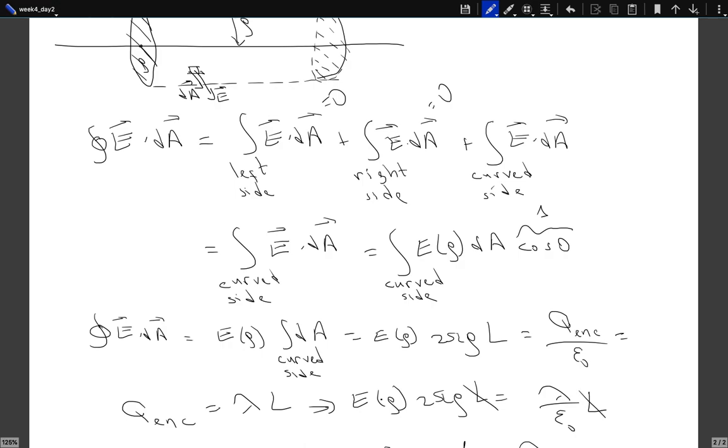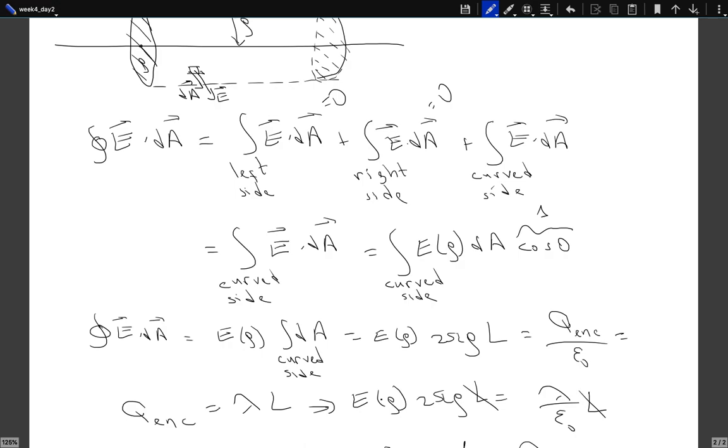And now we said, well, here we have a scalar product. Let's write the scalar product. What is the magnitude of my electric field? It's electric field at a distance rho, the magnitude at a distance rho, multiplied by the magnitude of the area element, which is dA, times the cosine of the angle between the two. Well, on the curved side, they are always pointing in the same direction, so the angle between the two is 0. Cosine theta is 1.